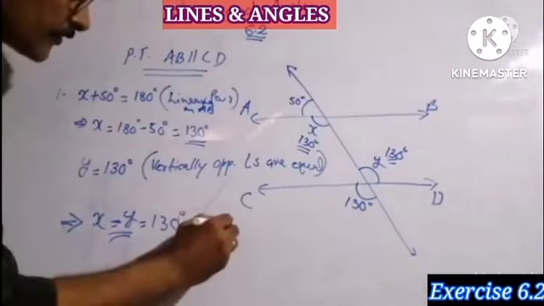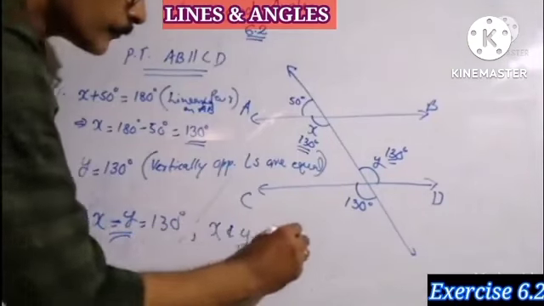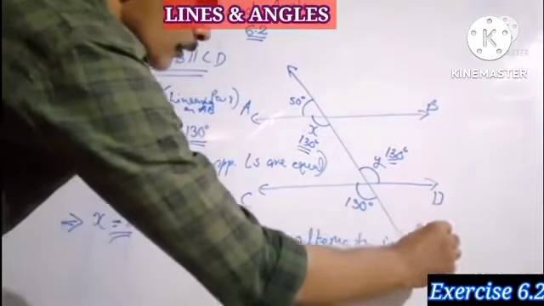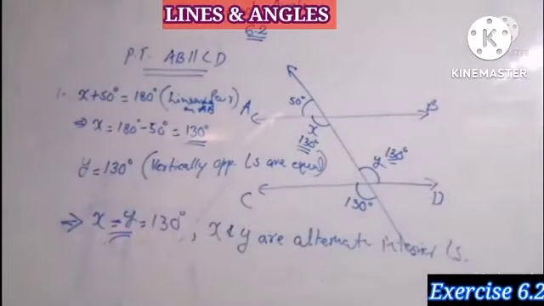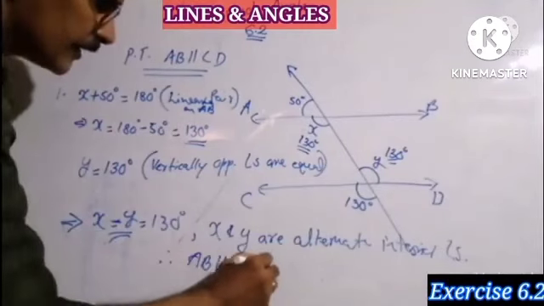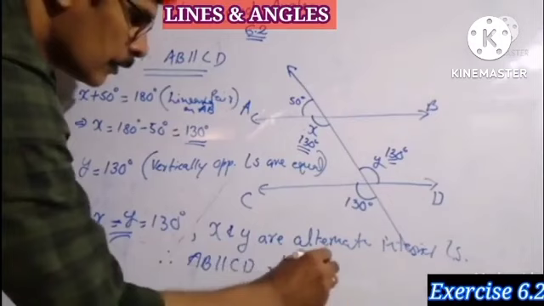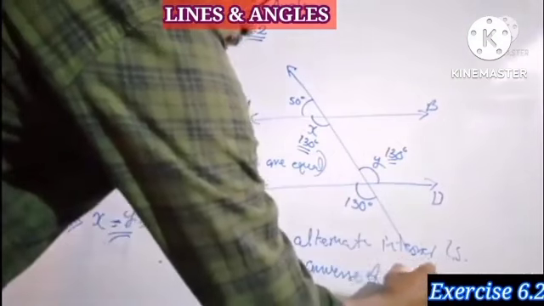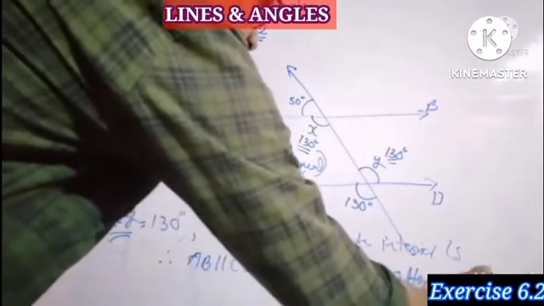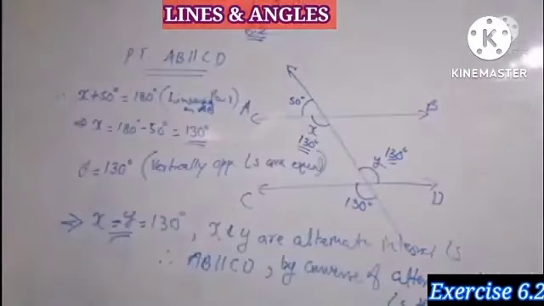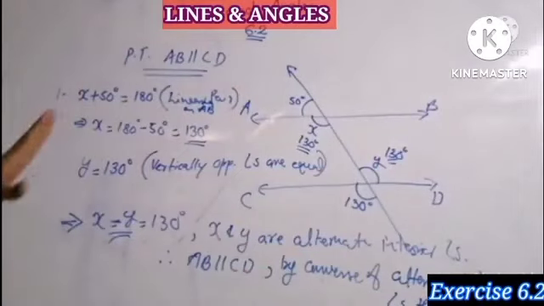And x and y are alternate interior angles, and therefore AB parallel CD. Reason: converse of alternate interior angles theorem. Okay, this is the reason. So the answer is completed. It is a very easy answer. Now let's go to the second question.